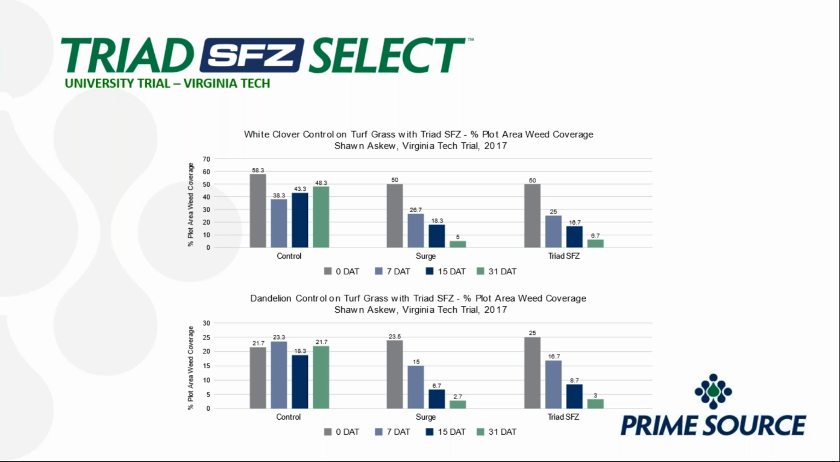When you spray them side by side, they do look slightly different, but it's as close as you can get. So this is at Virginia Tech. The first study is on white clover. The bottom study is on dandelion. And as you can see, you want the graph to go down because that is percent coverage. So you're hoping that you reduce the amount of coverage of the weed stands, and Surge and Triad SFZ look pretty comparable.